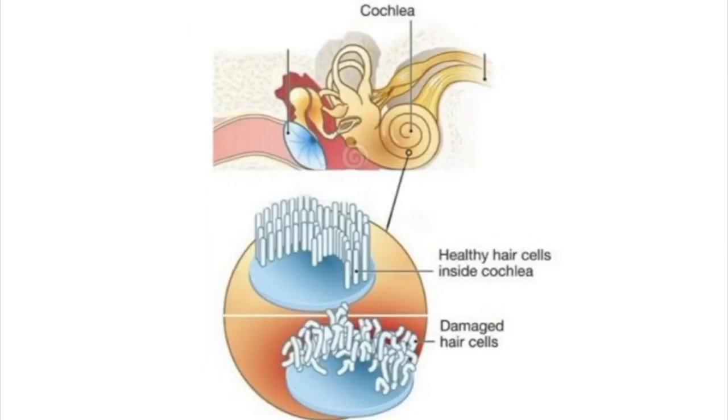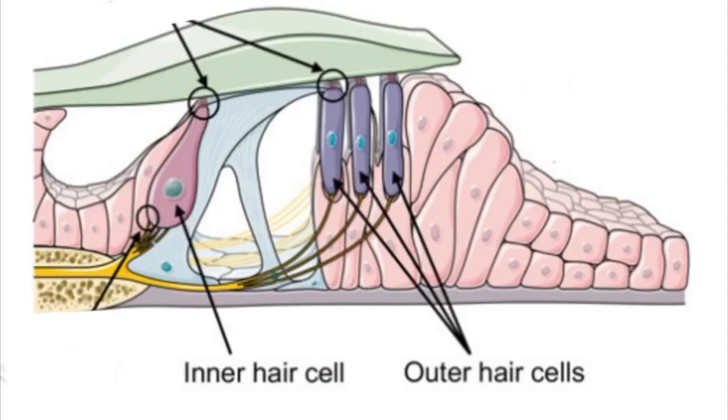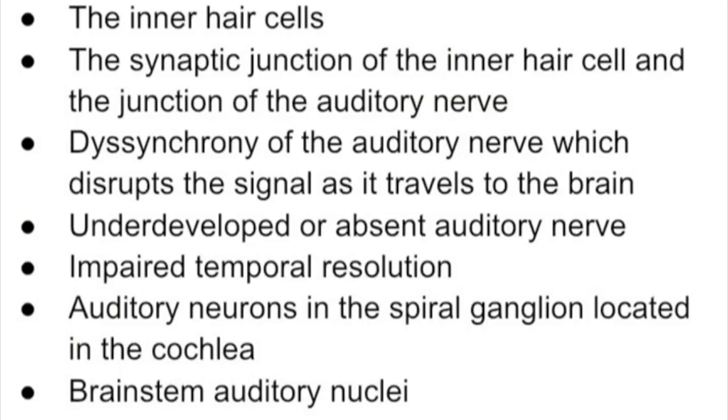Damage to these inner hair cells can result in sensorineural deafness, which is a type of hearing loss that occurs from damage to the inner ear. Going back to our subject of auditory neuropathy spectrum disorder, we see that the outer hair cells appear to function normally. However, there is a disruption in the transmission of sound from inner hair cells to the auditory nerve and brain. Auditory neuropathy spectrum disorder can affect one or more of the following parts of the body's hearing system, as shown on this slide.